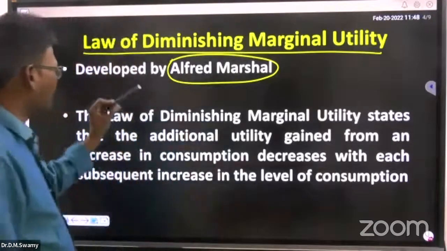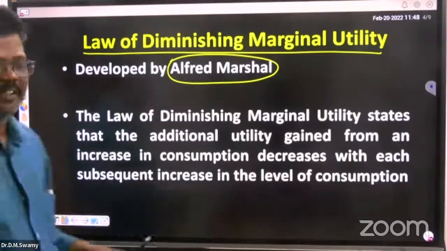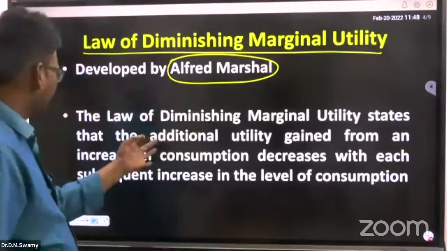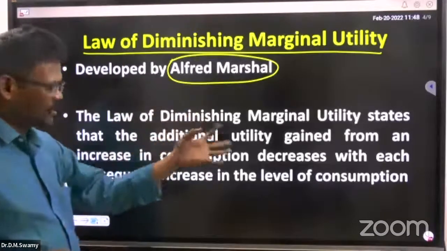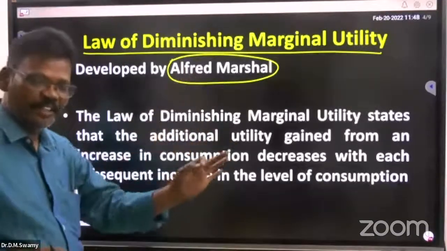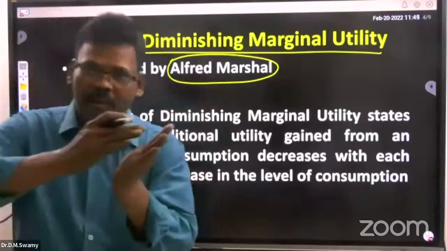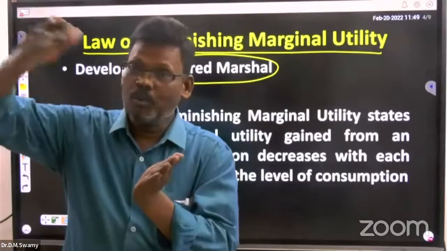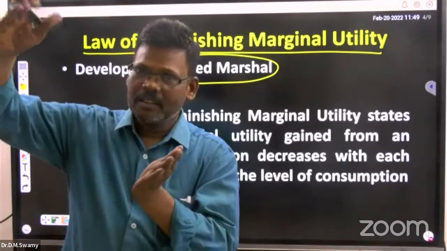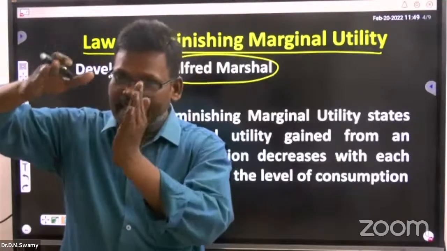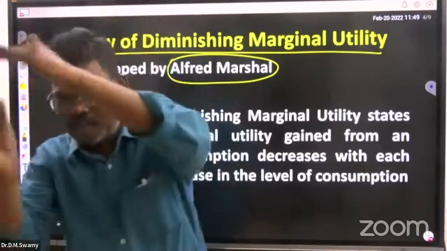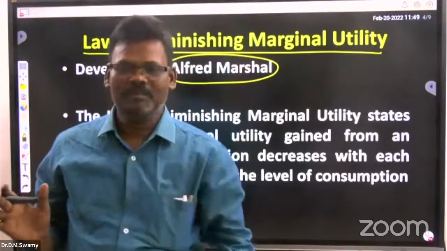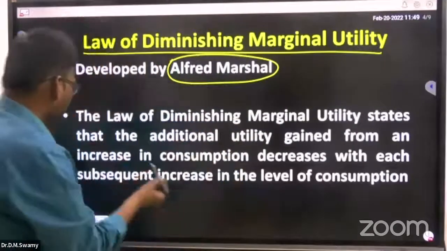According to the law of diminishing marginal utility, whenever we are consuming more commodities, the utility gained by consuming each additional commodity will decrease gradually. So that is the point here.